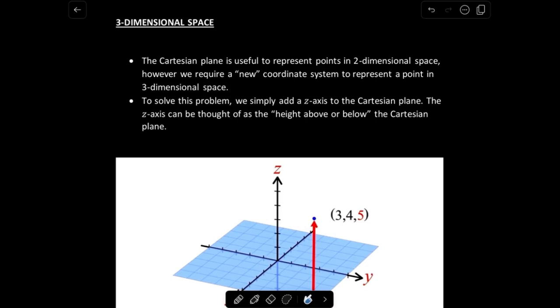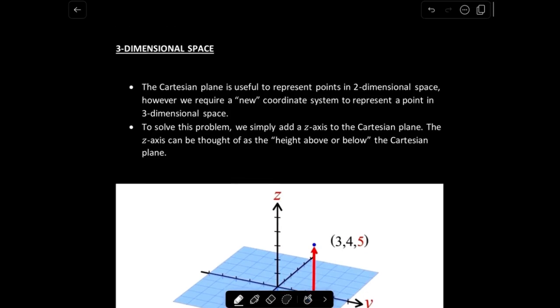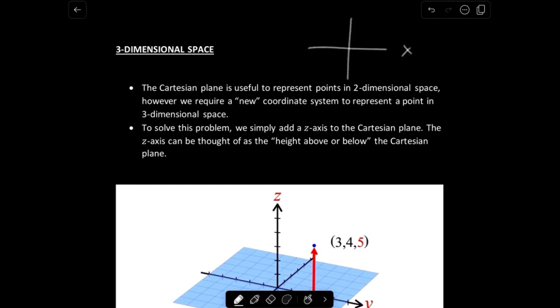We're covering three-dimensional space. So the Cartesian plane is useful to represent points in two-dimensional space. Okay, remember the Cartesian plane? We have an x and a y axis, and it's 2D space because we literally draw it on a 2D surface. The first dimension is x, and the second dimension is y. Okay, so that's why it's called two-dimensional space.